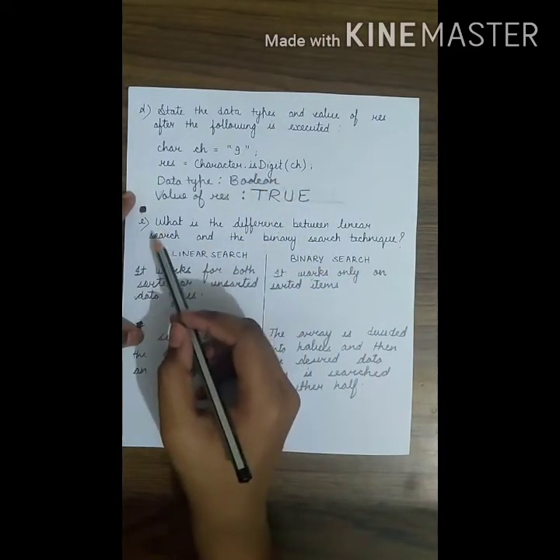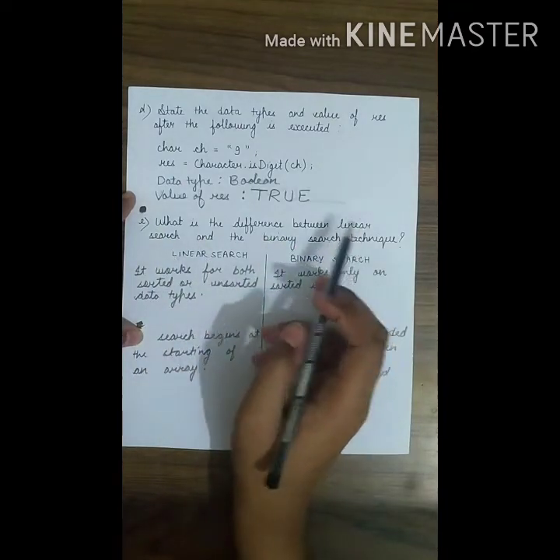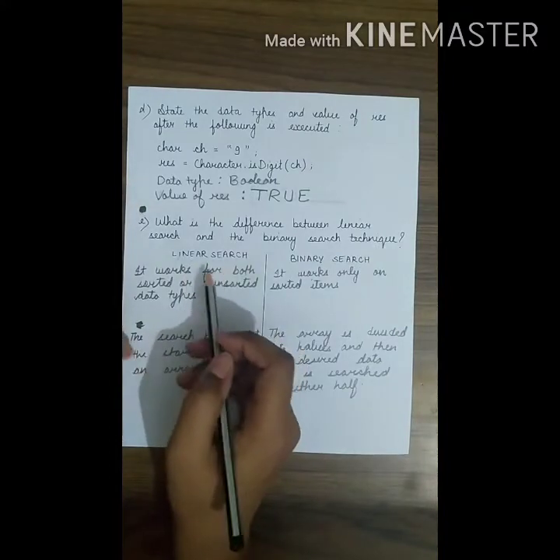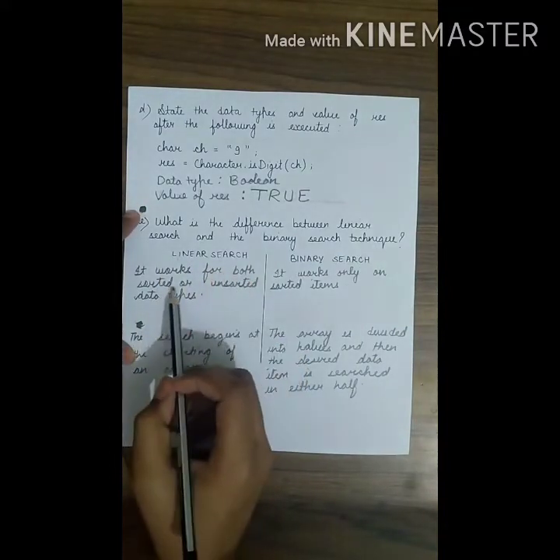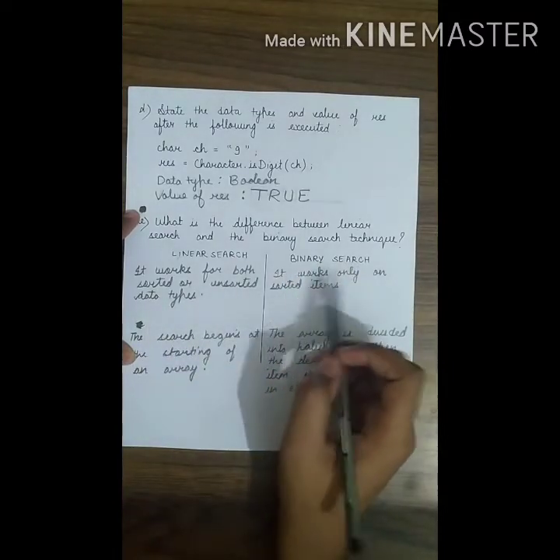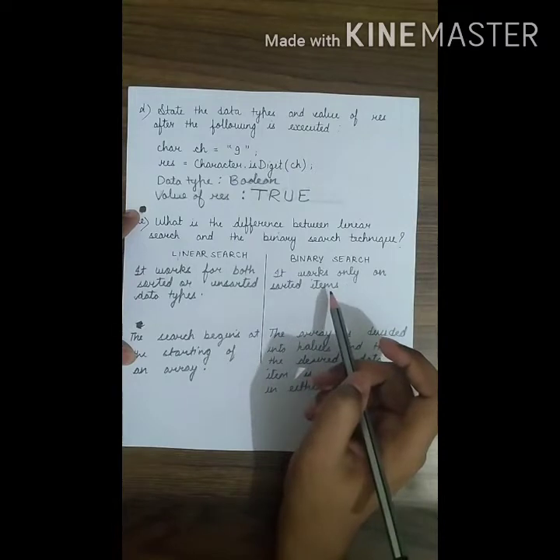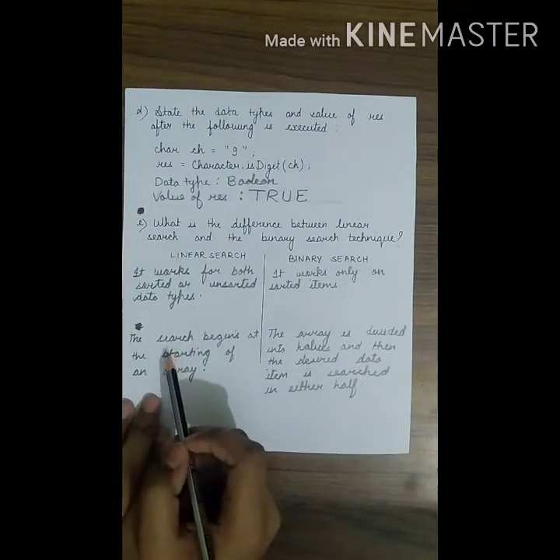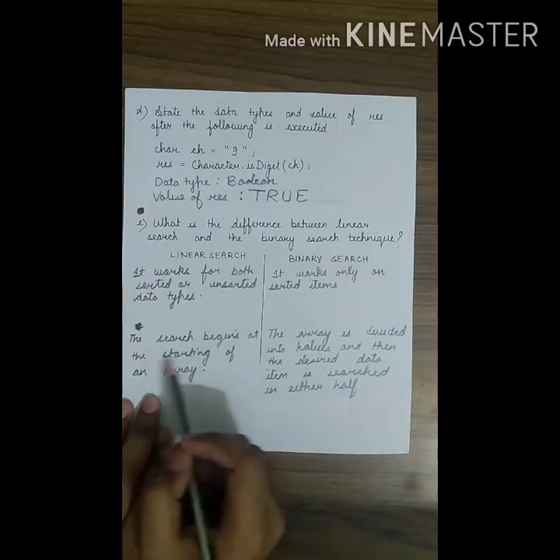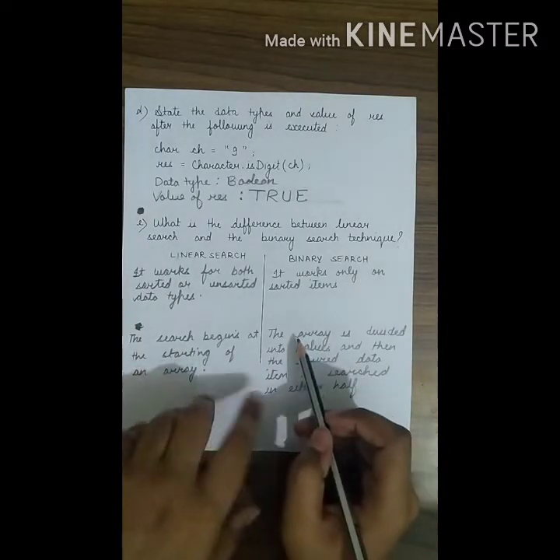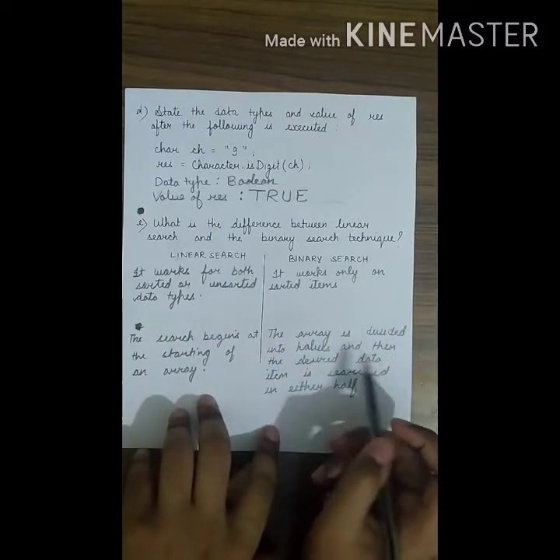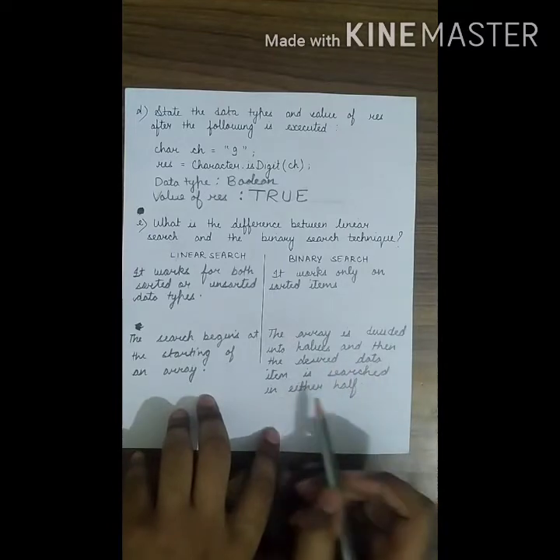Now let's go to question number E. What is the difference between linear search and the binary search technique? Linear search works for both sorted and unsorted data, and binary search works only on sorted items. In linear search, the search begins at the starting of an array. In binary search, the array is divided into halves and then the desired data item is searched in either half.